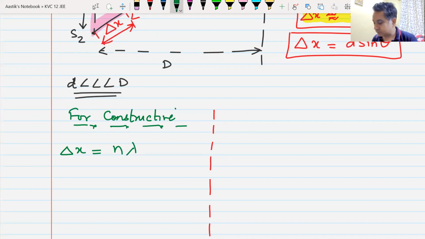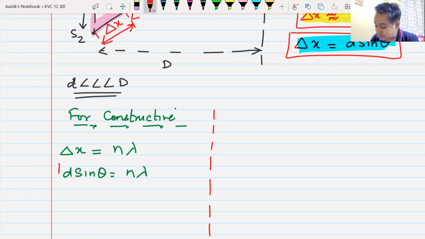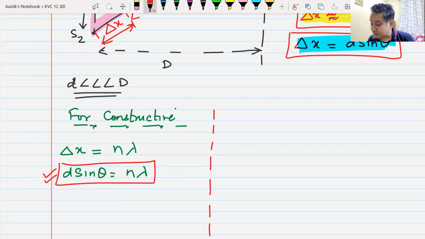Yes, sir. Now, delta x, look at the top on the right side. This delta x is d sine theta, so your d sine theta should be equal to n lambda. This becomes your condition for constructive interference. Do we understand this? Yes or no?